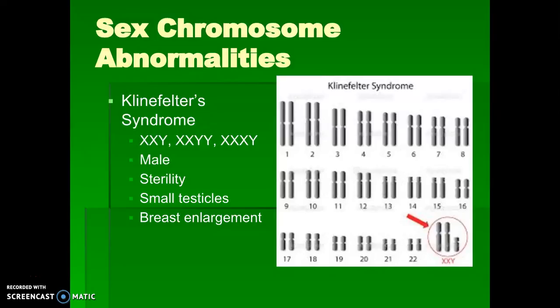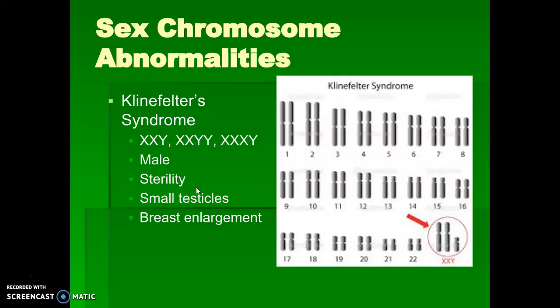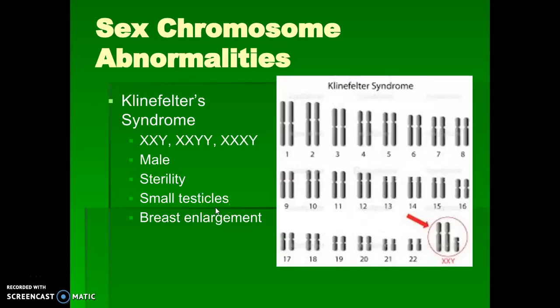Klinefelter's, this is going to be on the sex chromosomes. For someone to have Klinefelter's, they could have any of these variations of their sex chromosomes. If you look down here, this should be either two X's or an X and a Y. And here you have XXY, and that would be Klinefelter's. Generally, they are classified as male. They are sterile, which means they don't have reproductive function. And you see their sex organs are affected as well, such as small testicles and breast enlargement.